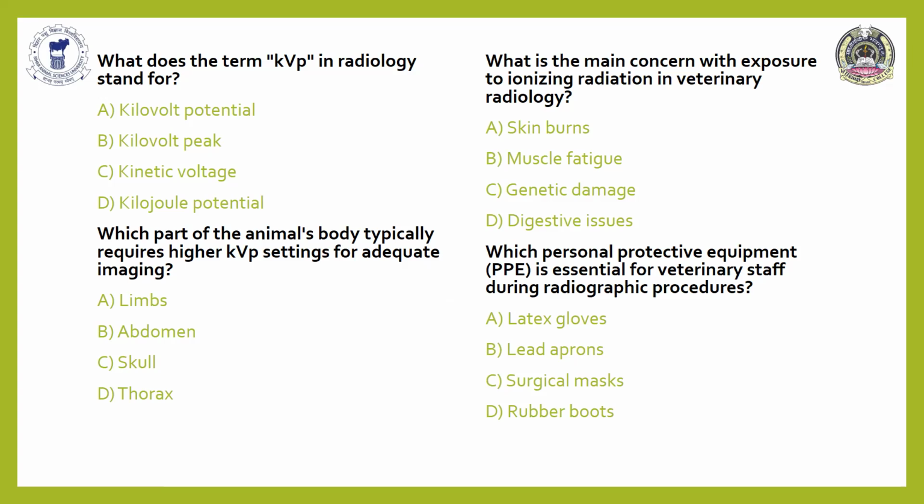Next is which part of the animal's body typically requires higher KVP setting for adequate imaging? Skull. No. Abdomen. Then is there any justification? Who will justify this answer? Ma'am, because greater KVP means higher penetration. Higher penetration is one thing, but we don't want higher penetration for soft tissue structures, na? Who else was supplementing?